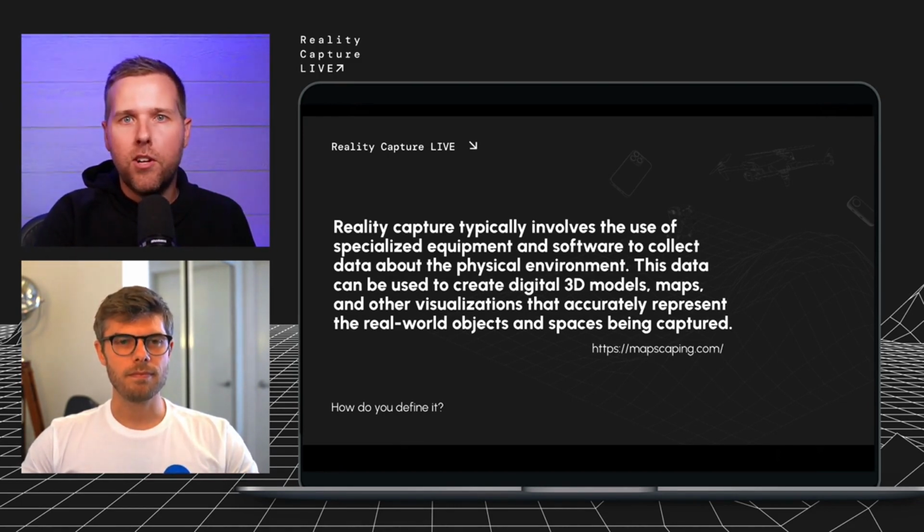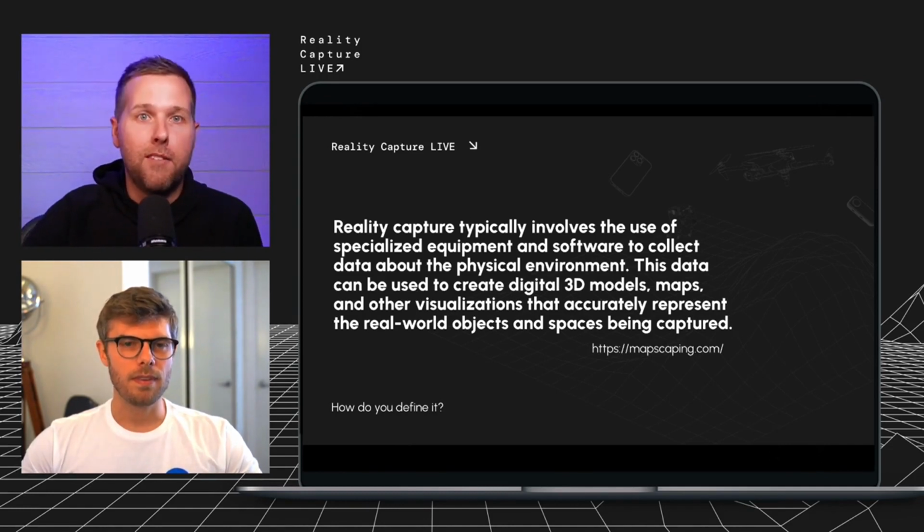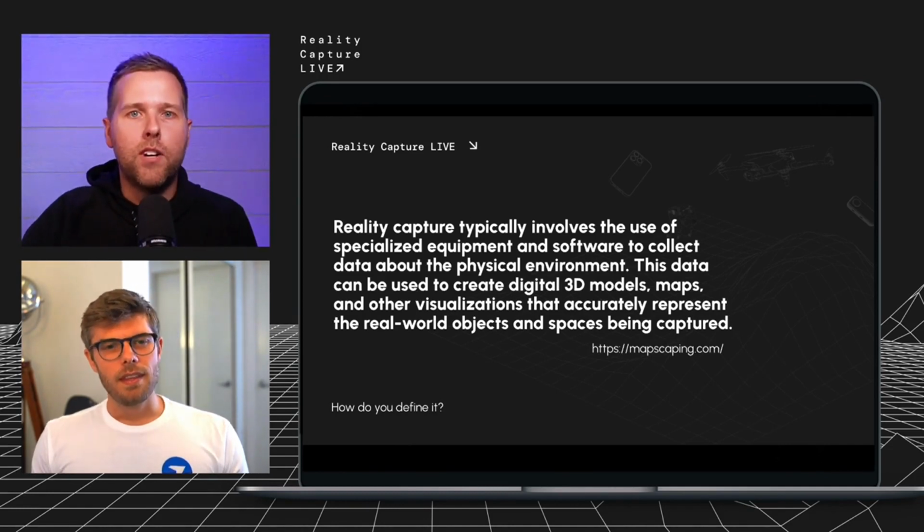But really, to your point, Jono, this last point can be used to create 3D models and maps and visualizations that can accurately show objects. Any thoughts on this definition? There are plenty of them out there. I just found this one to simplify what we're trying to define it as.